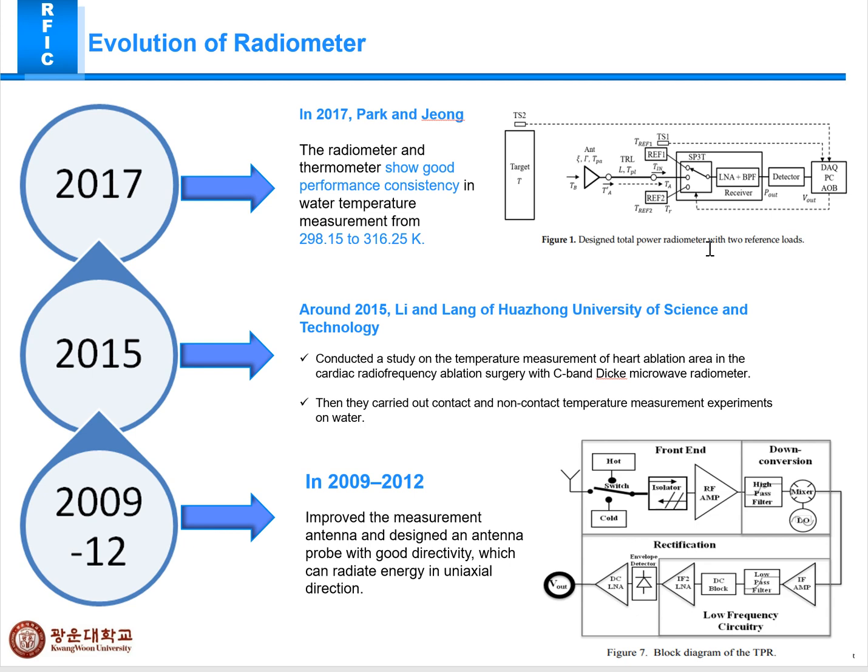In previous 2009, they had divided this block diagram for TPR into three sections: front end, down conversion, and reflection. And in reflection there was a further subdivision, that was low frequency circuitry. Then the output comes. So this is a very long process, which they had experimented, and then they came with the second version around 2015.